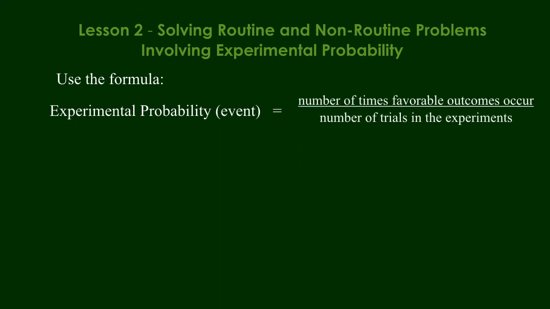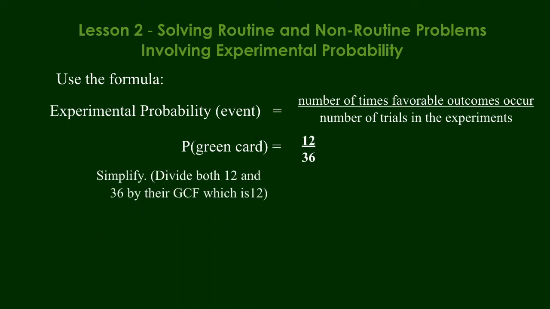Experimental probability of an event is equal to the number of times favorable outcomes occur over the number of trials in the experiment. So we have P(green card) is equal to 12 over 36. Next, we need to simplify. Divide both 12 and 36 by their GCF, which is 12.